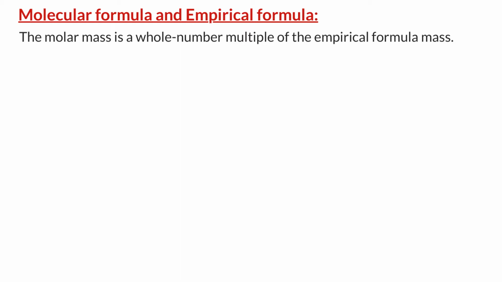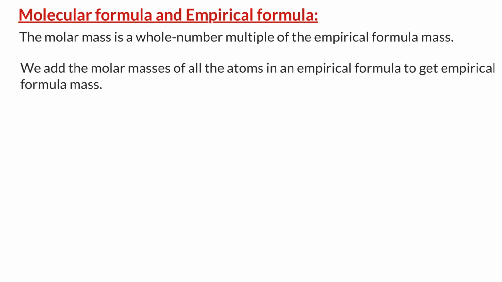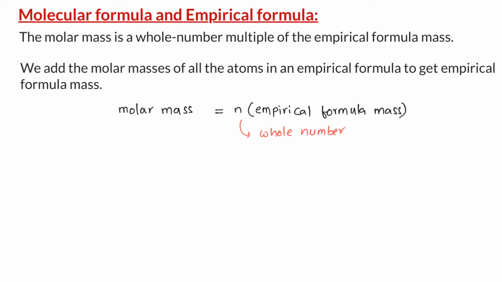The molar mass of a compound is a whole number multiple of the empirical formula mass. We know how to calculate the molar mass of a compound, which is by adding the molar masses of all the atoms in a molecular formula. Similarly, if we add the molar masses of all the atoms in an empirical formula, we get the empirical formula mass. And the molar mass of a compound is a whole number multiple of the empirical formula mass.